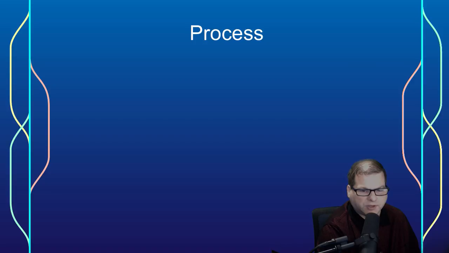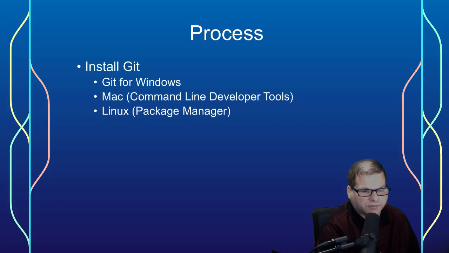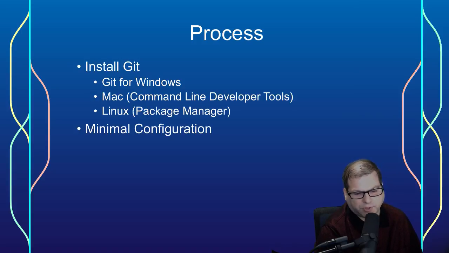So the process would be that we're going to install Git. There's going to be Git for Windows on, of course, Windows systems. On Mac, I prefer using the Commandline Developer Tools, which is provided by Apple. And on Linux, pretty much just use your package manager. The installation process is almost identical across the board. The only difference is which package manager command you use. After the installation process, I'll go over our minimal configuration that's required. And there's 2 more settings as well.